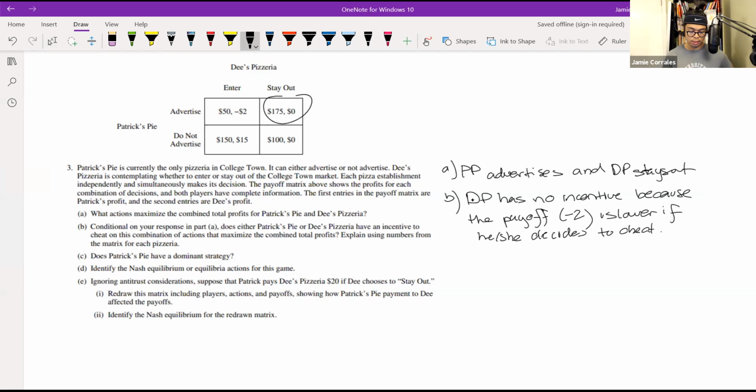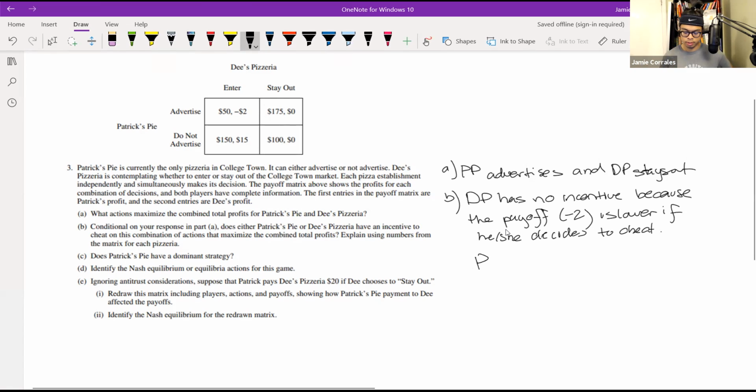Does PP have incentive? Well, if D maintains staying out, PP right now gets a payoff of 175. And if D maintains staying out, so he or she honors their response, PP could not advertise or cheat, but his payoff is 100. And so clearly that's not good. It's lower than 175.